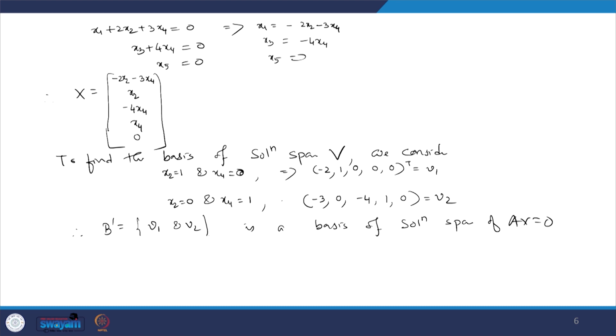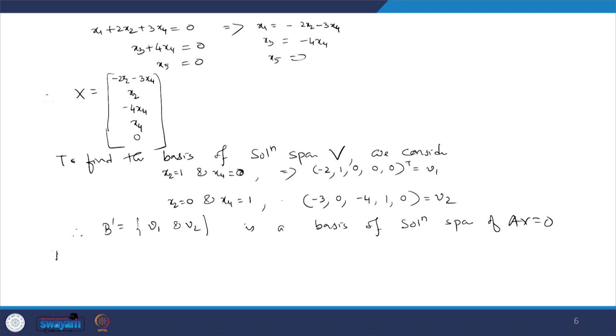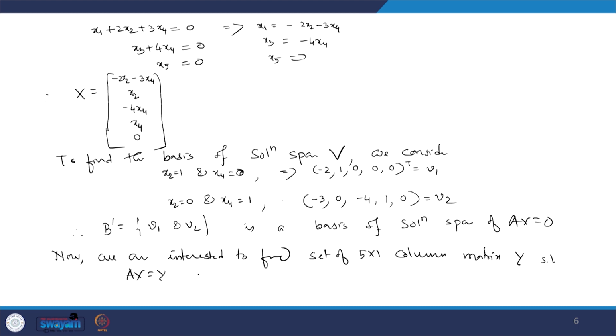The next question was, for what 5 cross 1 column matrix Y does the system Ax equal to Y have solutions. Now, we are interested to find the set of 5 cross 1 column matrices Y such that the system Ax equal to Y will have a solution X.